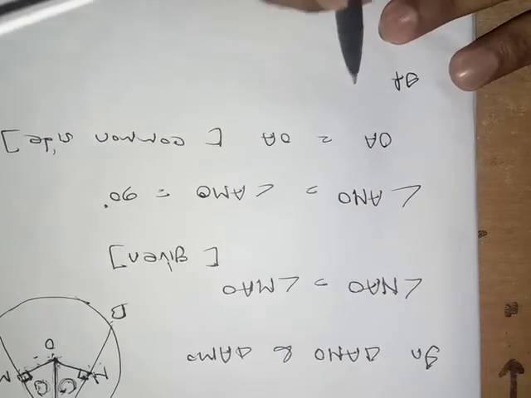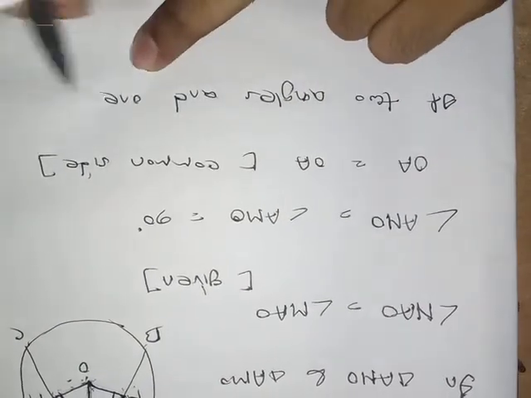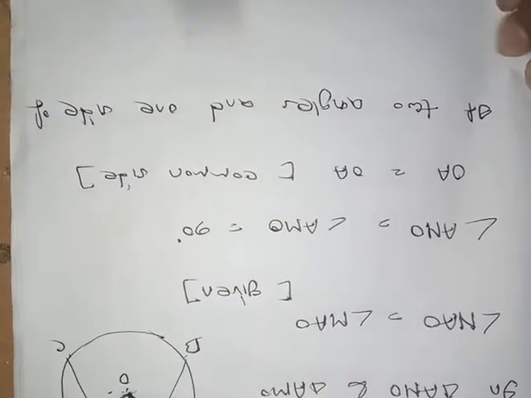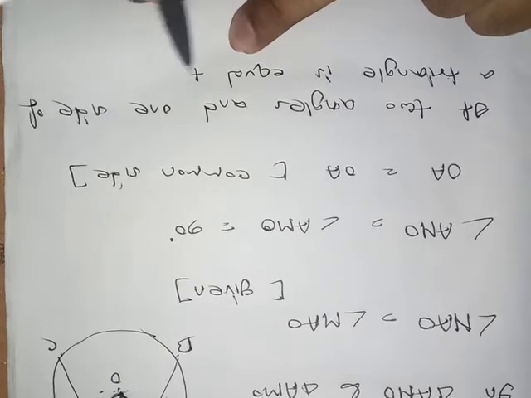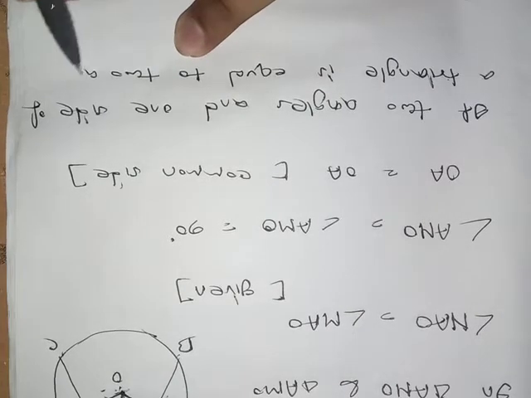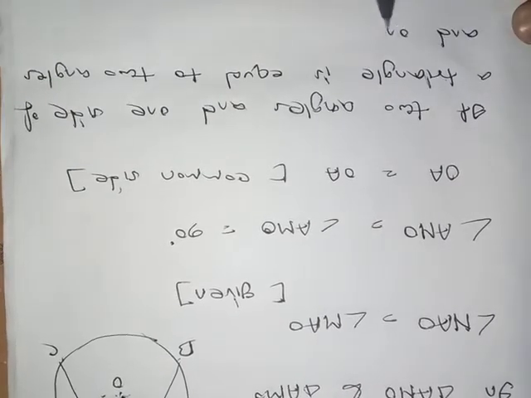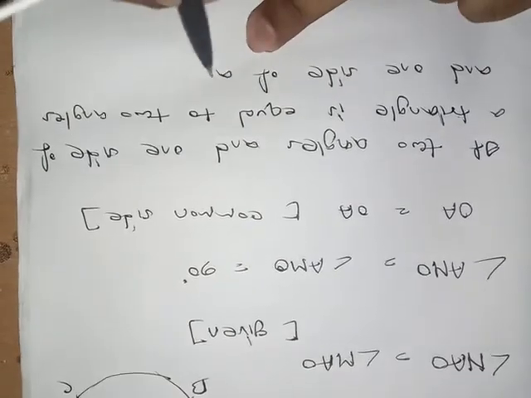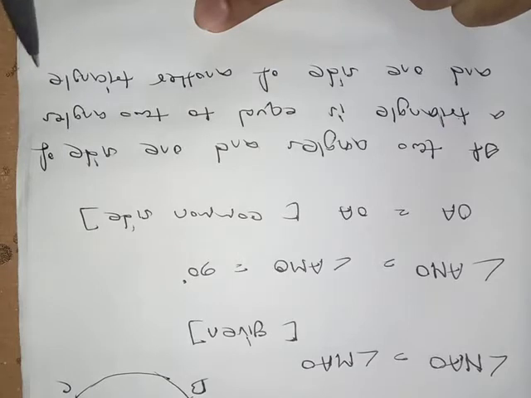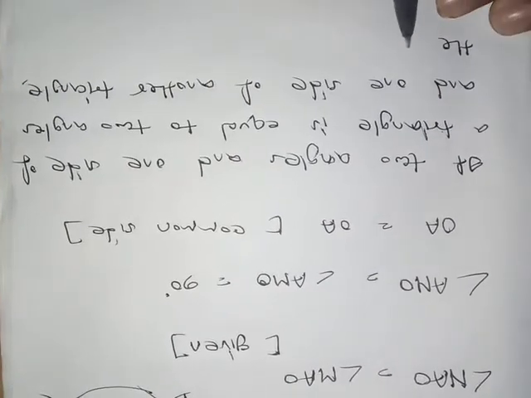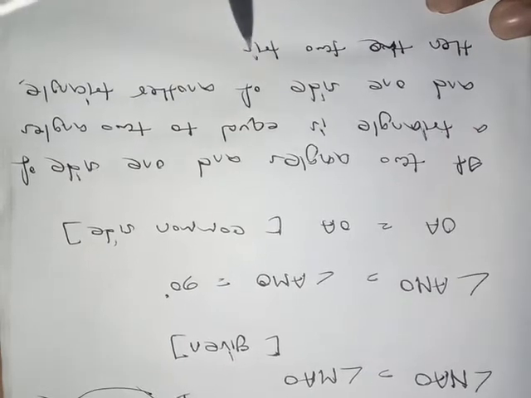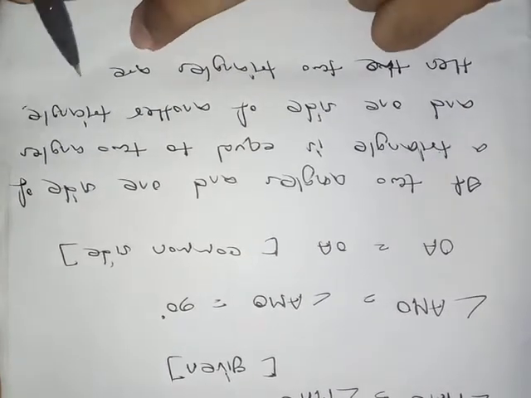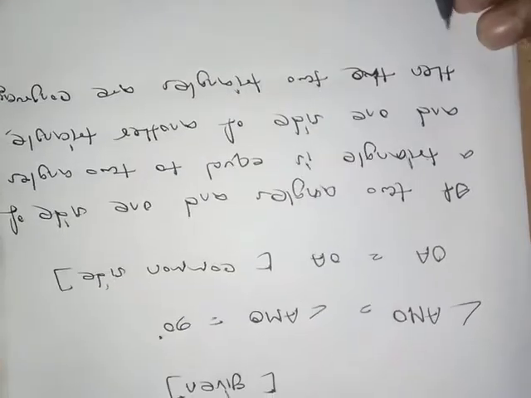If two angles and one side of a triangle is equal to two angles and one side of another triangle, then the two triangles are congruent to each other.